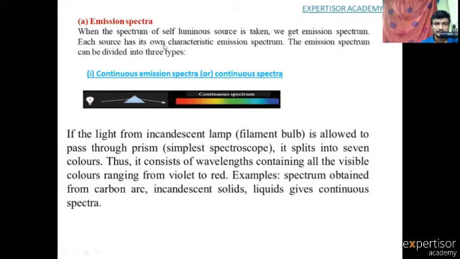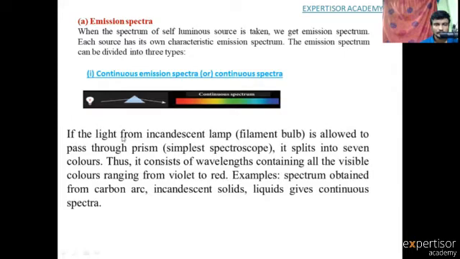Each source has its own characteristic emission spectrum. The emission spectrum can be divided into three types. The first one is the continuous emission spectrum, or continuous spectra.